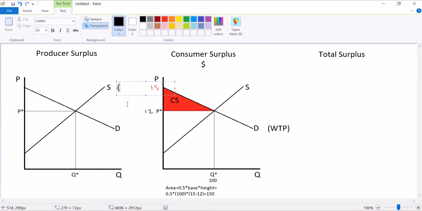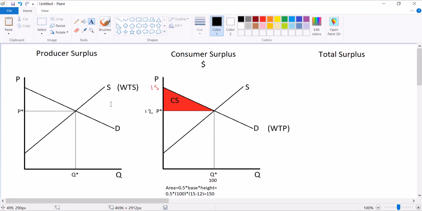So let's remember that supply is based on willingness to sell. It's based on their costs. And as long as the market brings in enough money to justify their costs, they'll sell it, and if not, they won't. And so what we're going to do with producer surplus is compare their supply curve, their minimum willingness to sell, to the price that they actually sell for.